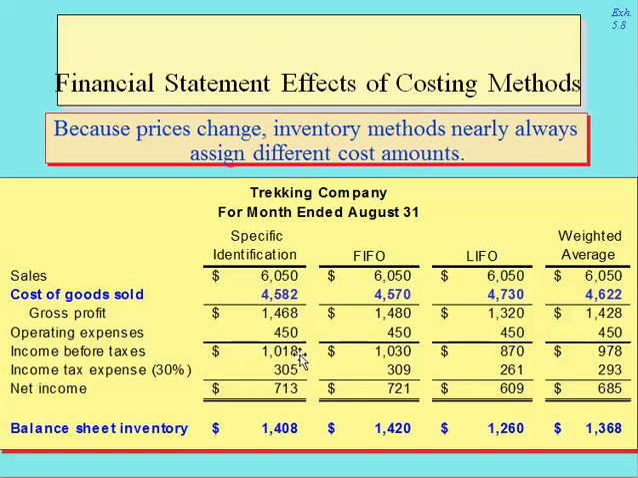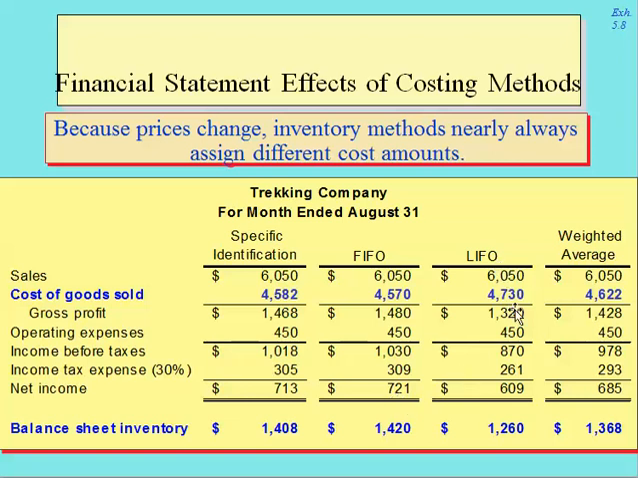Operating expenses don't change, but it does impact your income before taxes and the income tax expense that a company will pay. So net income is 713 under specific identification. It would be 721 under FIFO, 609 under LIFO, and weighted average $685. So it falls right in the middle. Now, most business managers are compensated a bonus based on how well their company performs. So if you are based on how well your company performs, would you prefer FIFO inventory method or LIFO inventory method? My guess is FIFO. So you can show a higher net income and make it appear that your company is more profitable.